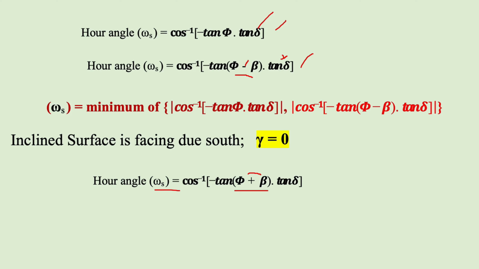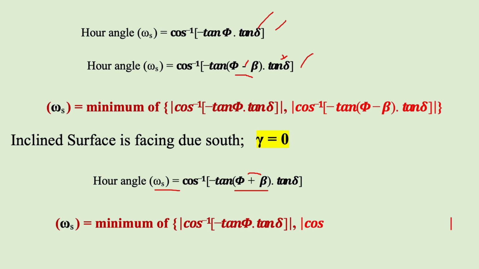So this is the difference between the two situations. And in this situation also, when the sun is in the southern hemisphere, we have to use this equation for calculating the value of the R angle, just similar to the horizontal surface. And when the sun is in the northern hemisphere itself, then we have to use this equation for calculating the value of omega s.